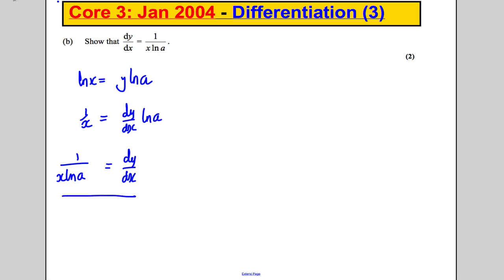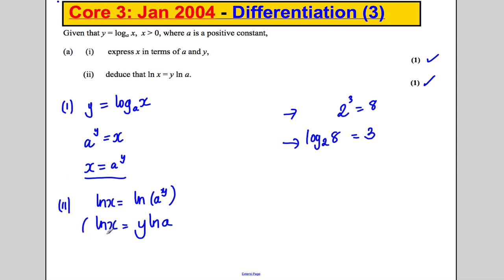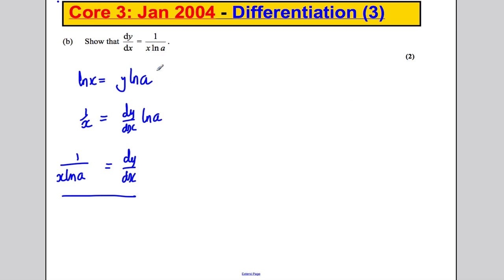So in part B, you should have been thinking, well, I've worked out this here for no particular reason. If I differentiate both sides with respect to x, I can find dy by dx and make it the subject of the formula.